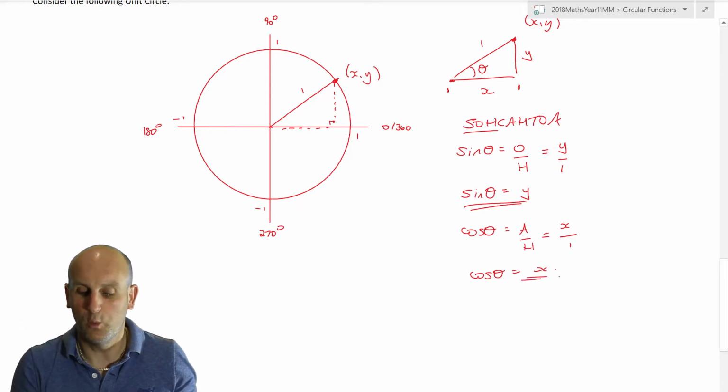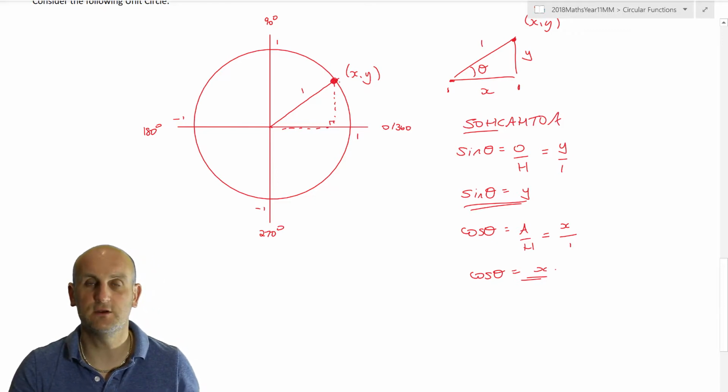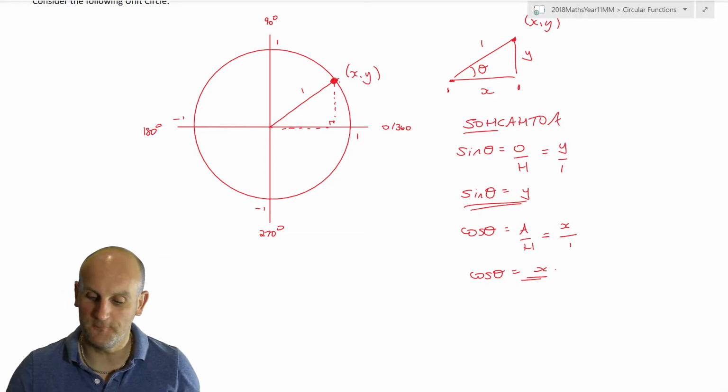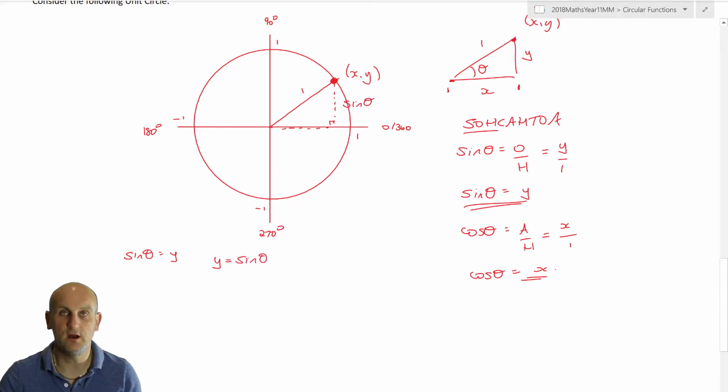So now we can define any point on this graph in terms of an x value and a y value. If sine of theta is equal to y, then my y value must equal sine theta. I can now say that that vertical height is sine theta. And if cos theta is equal to x, then x must equal cos theta. So this value here is cos theta.